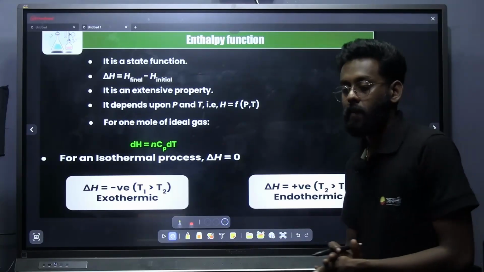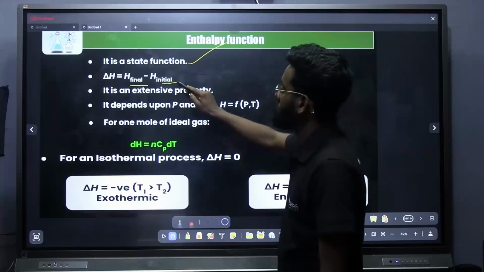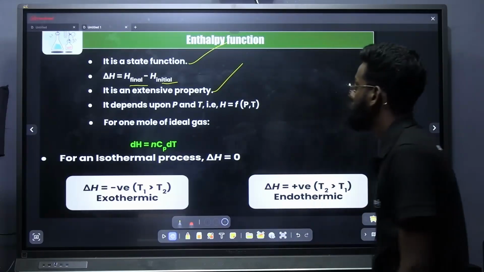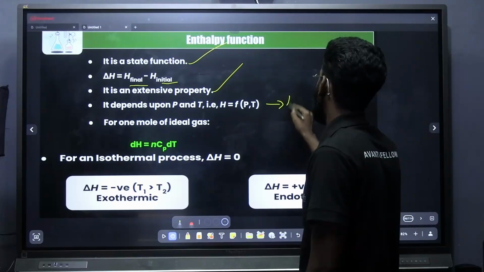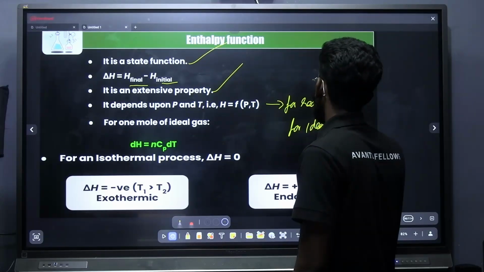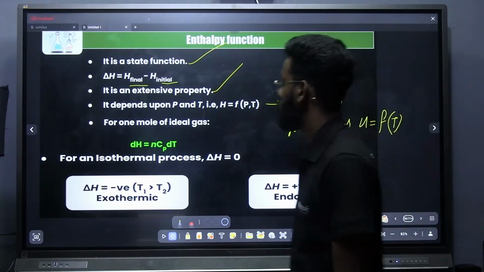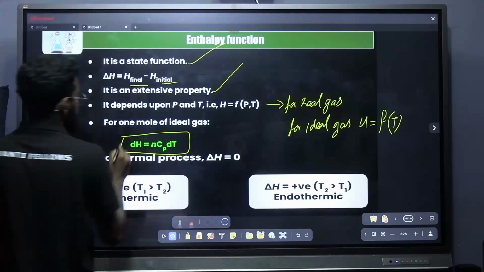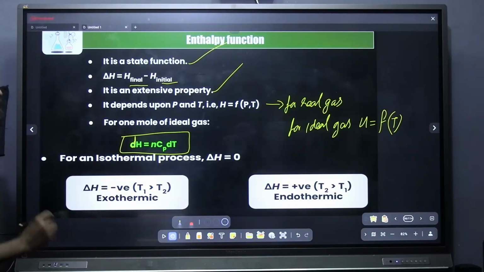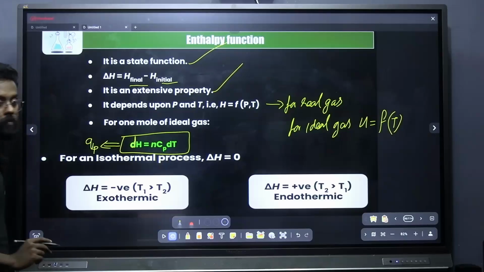Internal energy is over. Now the enthalpy, another important function. Enthalpy is a state function. For a state function, final minus initial will give you the change in the state function, and it is also an extensive property. And it depends upon both pressure and temperature for real gas. For ideal gas, enthalpy is a function of temperature only. And for 1 mole of ideal gas, the change in enthalpy dH is equal to n Cp dT, which we already discussed in heat capacity, that is dH is equal to Qp also.